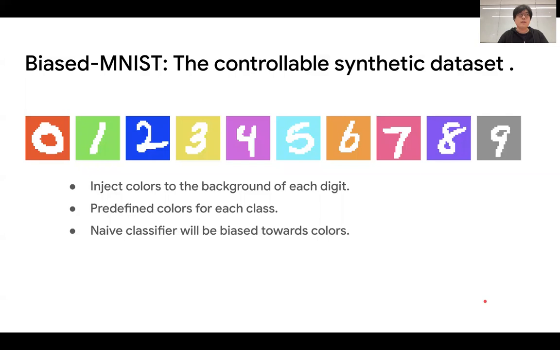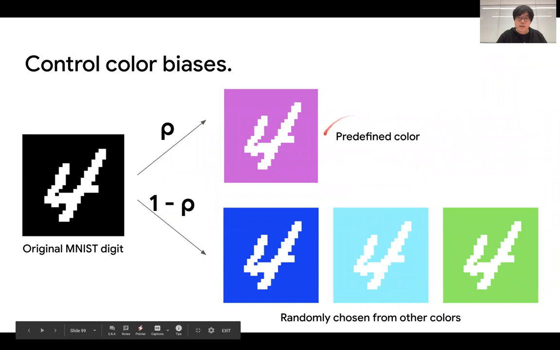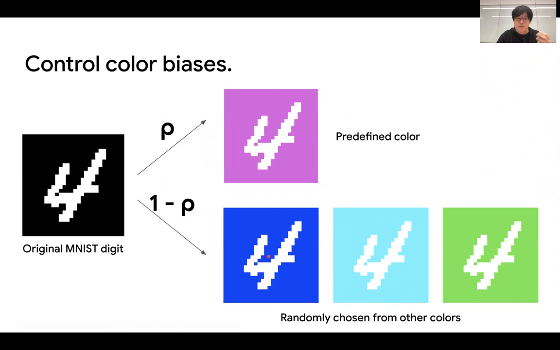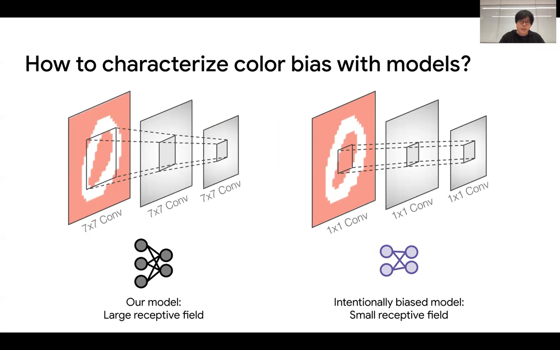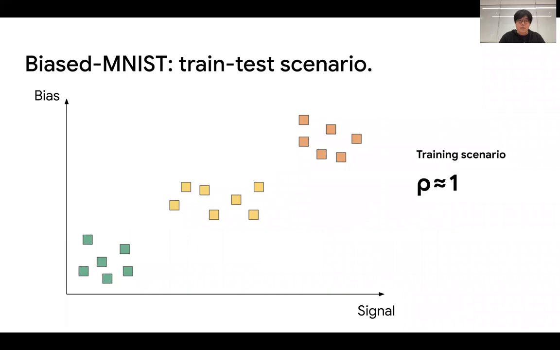So we make some benchmarks here. First of all, we make Biased MNIST, a controllable synthetic data set. Here we inject colors into the background of each digit, with a predefined color for each class. We inject the predefined color with probability rho, and with probability 1 minus rho, we randomly choose from the other colors. And the models are also characterized by the residual field again. And this is our training scenario.